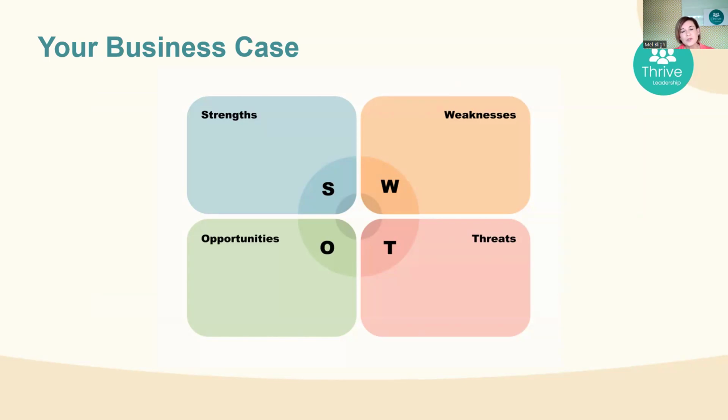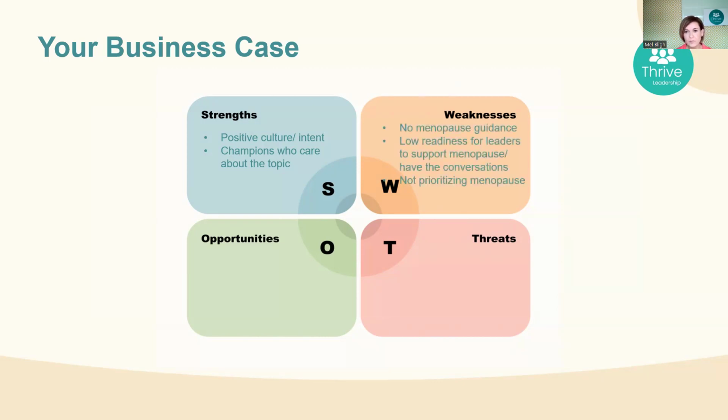Another nice way of capturing a business case, or an additional piece of data to add to the business case, is doing a SWOT analysis. Obviously, you've probably seen SWOTs many times. Strengths and weaknesses are internal dimensions, opportunities and threats are external. I've just populated this with some examples. So it might be that in your organization, you have got a lovely culture, people are supportive, and people care about this topic. So you've got quite a nice basis to work from.